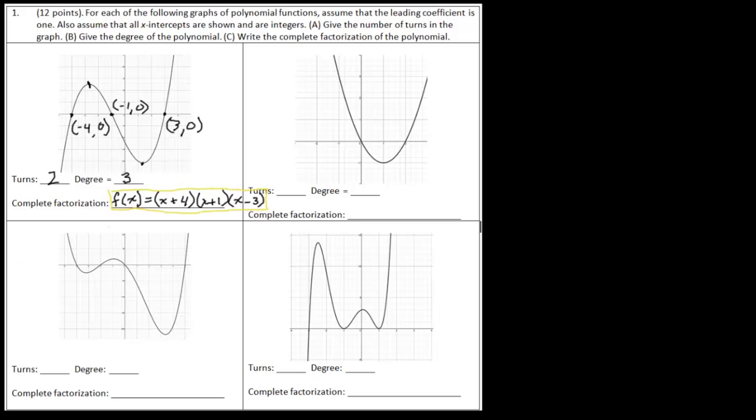So let's go to our next one. Here we have 1 turn. You can see 2 intercepts. If it's 1 turn, it's at least degree 2. And if it's degree 2, we should find 2 zeros or 2 factors for our complete factorization. Let's call this g of x.